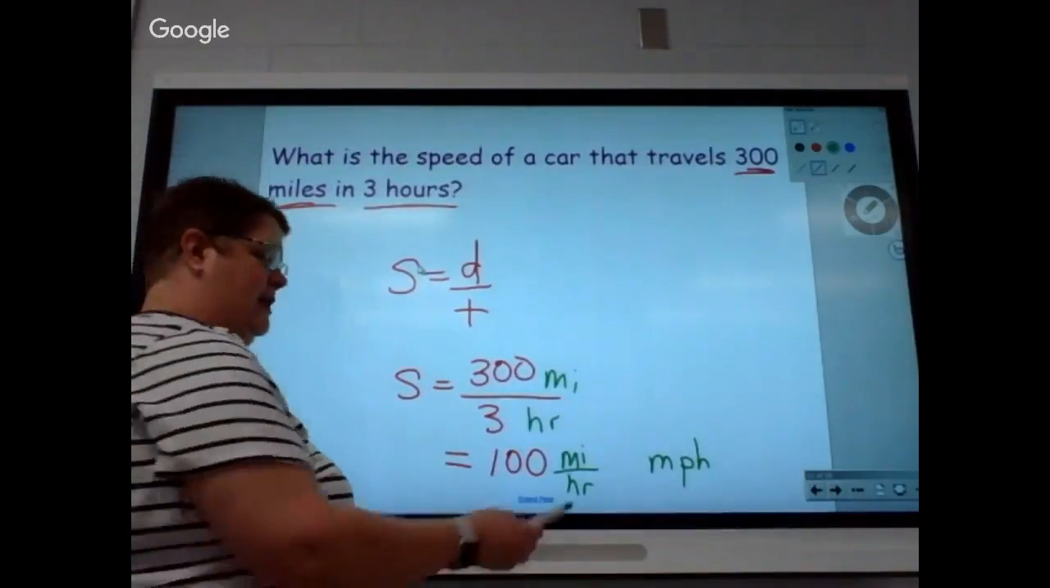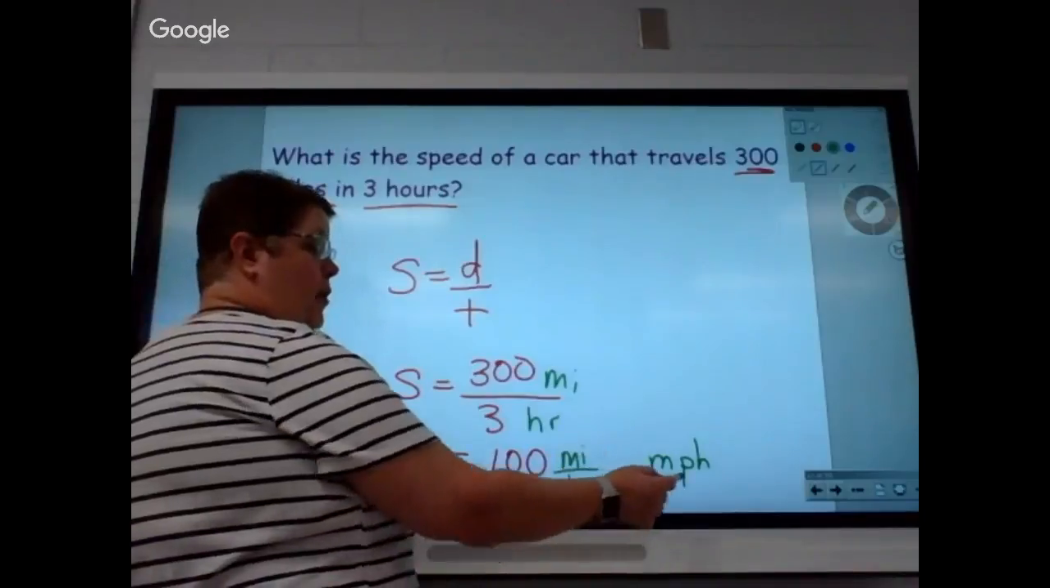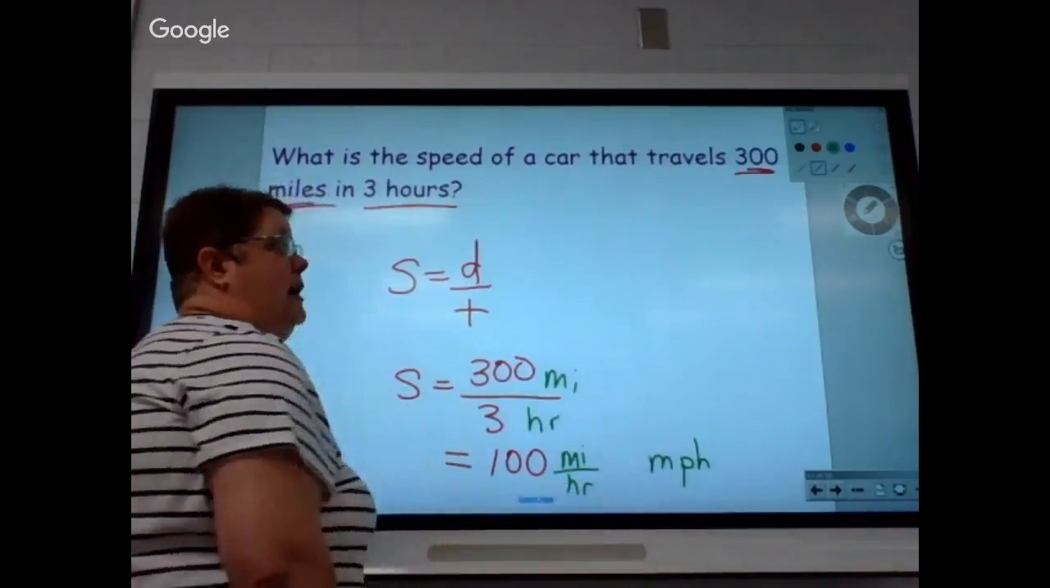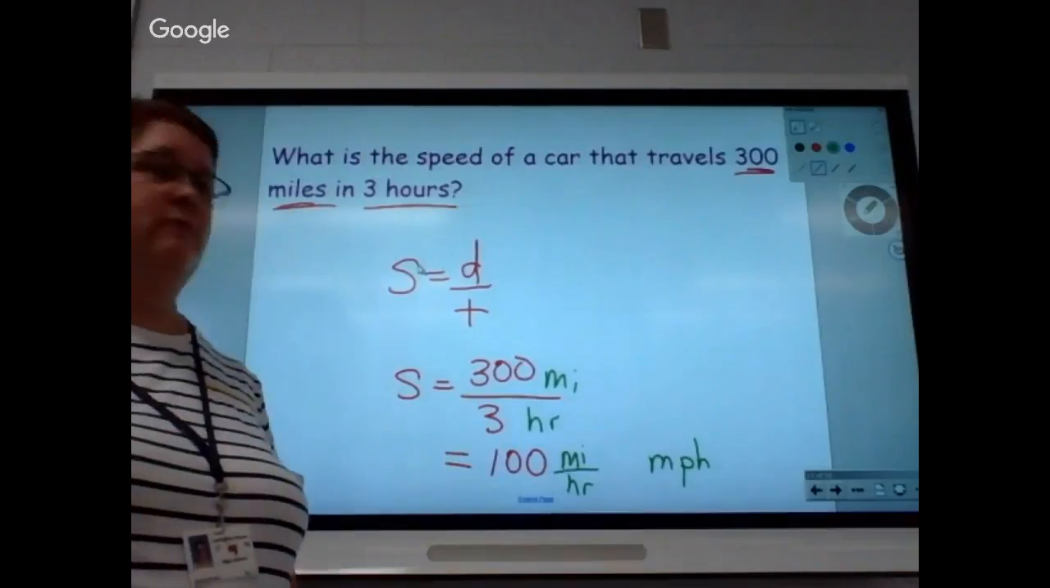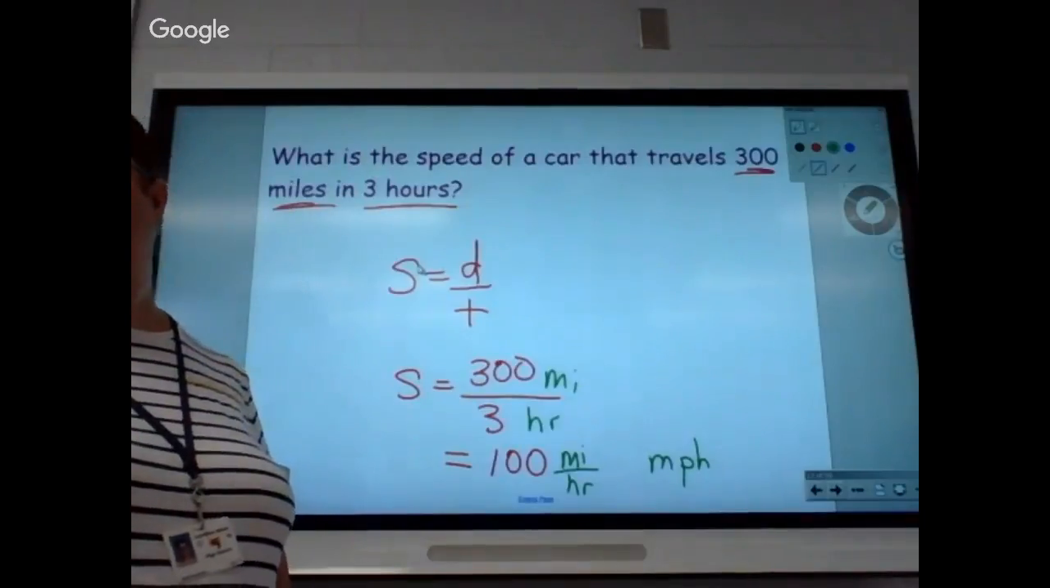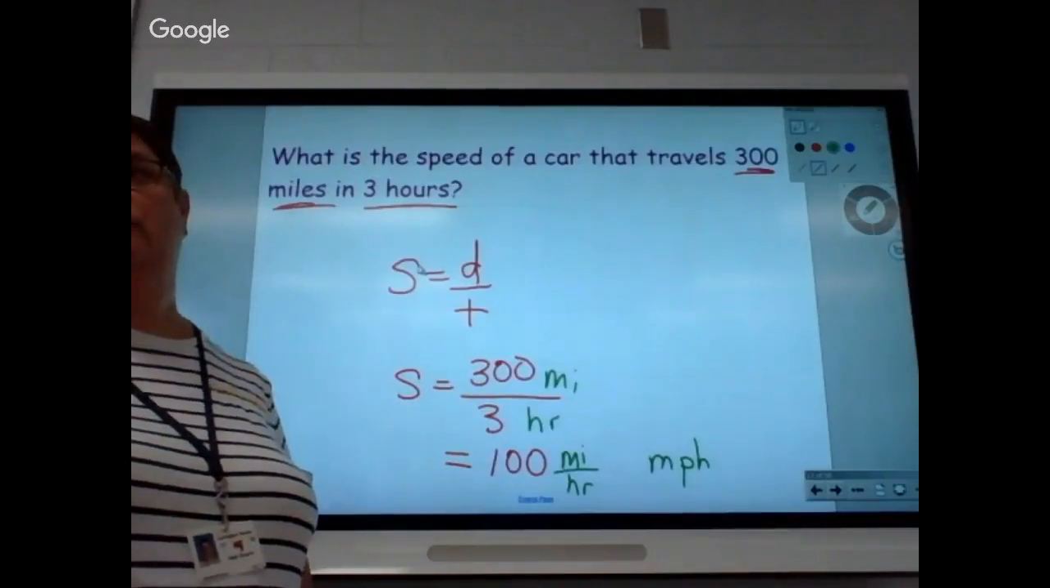Typically in a science class, we write it this way, but if you want to write it that way, I would take it either way. Okay? There's no problem with either answer. All right? Any questions about that?